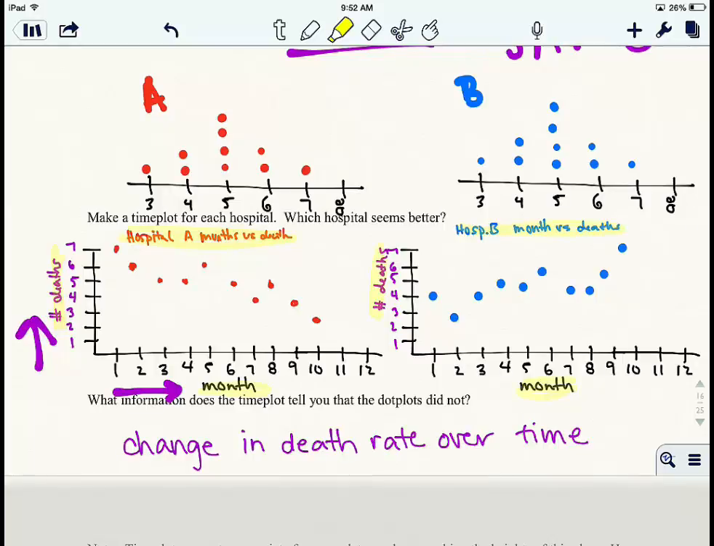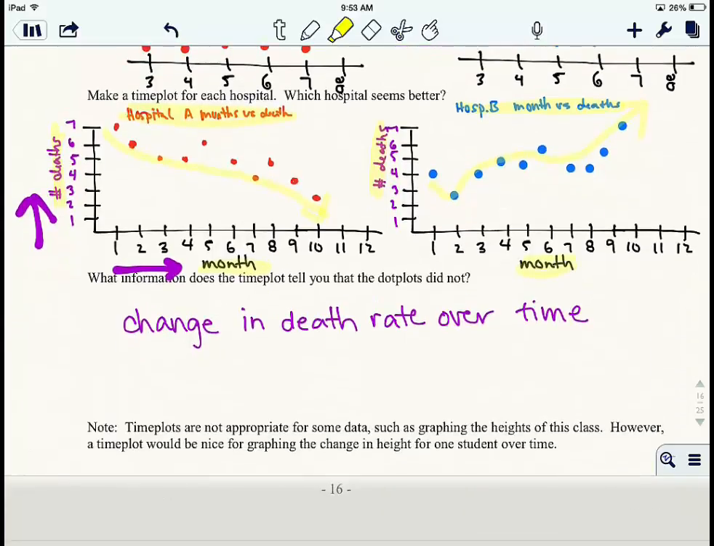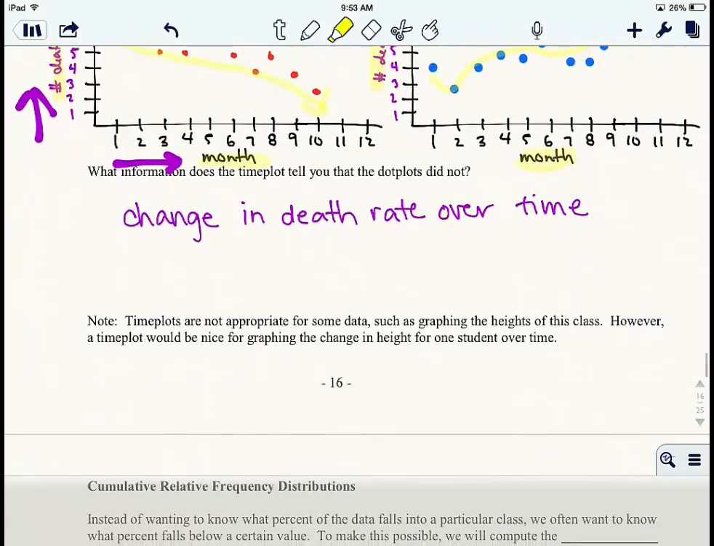And you can see that in Hospital A, they seem to be doing better as the months go on. Less people are dying in their hospital. While in Hospital B, although they've had some variation, more people are dying. So what information does the time plot tell you that the dot plot didn't? The change in death rate over time. Note, time plots are not appropriate for some data, such as graphing the heights of this class, because you're not going to grow that much over the year. However, a time plot would be nice for graphing the change in heights for one student over time.